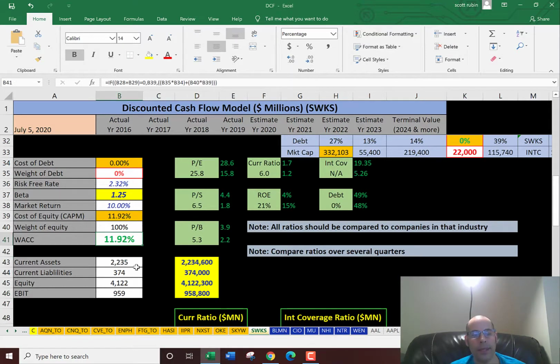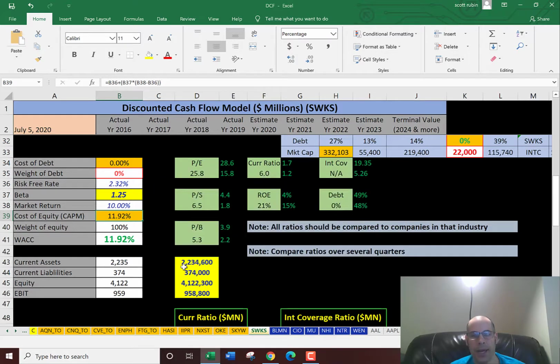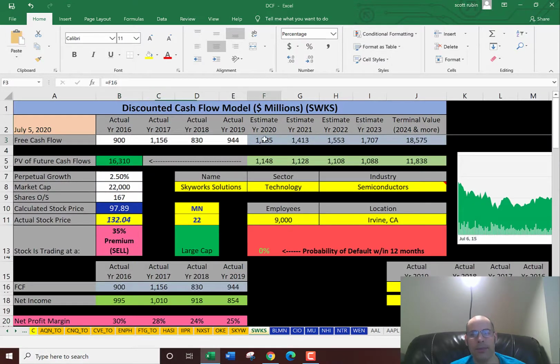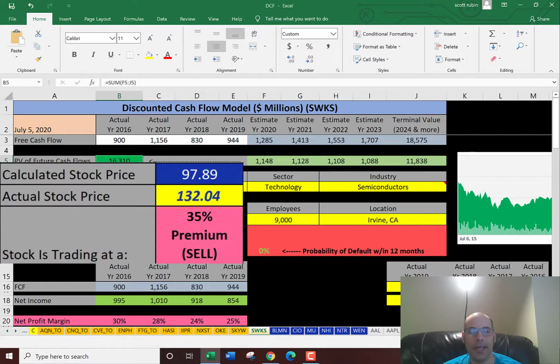So the cost of capital is 11.92%, and we figure that out by using a capital asset pricing model. And we're going to use that number to discount the future cash flows. So we estimated 4 years of future free cash flows. Then we did a terminal value, which is all years past year 4. We discounted those amounts to today's dollars, and we get a value for the company of $16.3 billion. We divide that by 167 million shares, and we get an intrinsic stock price of $98. They're trading at $132. So they're trading at a 35% premium. So it's a sell according to the model.